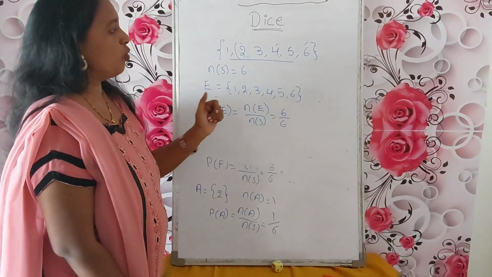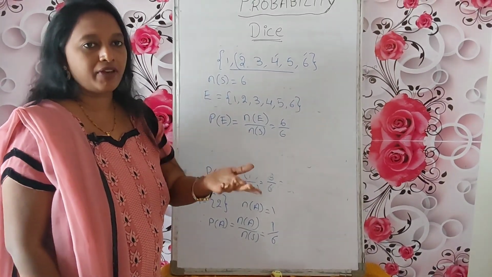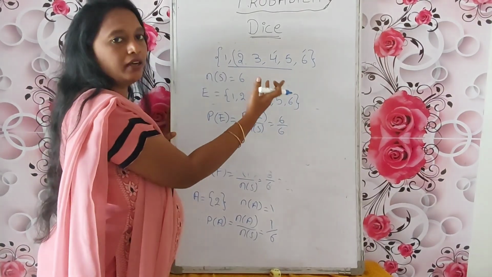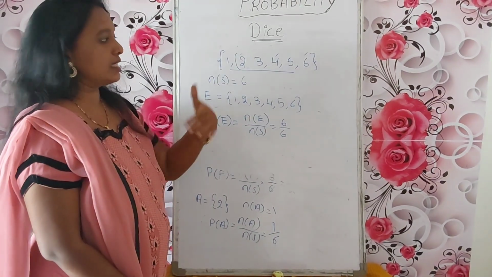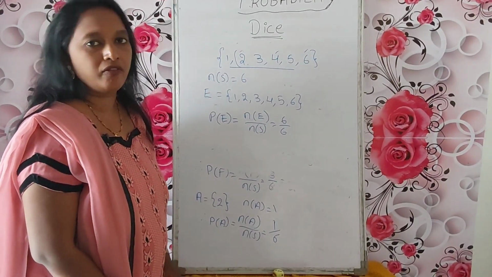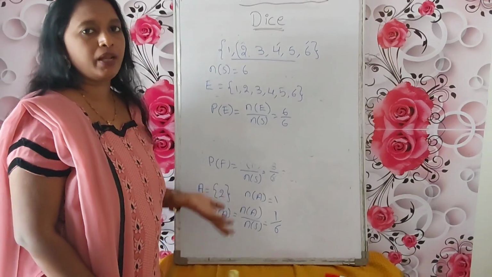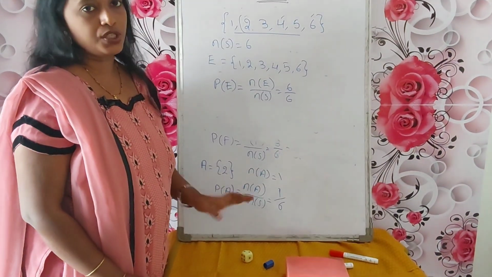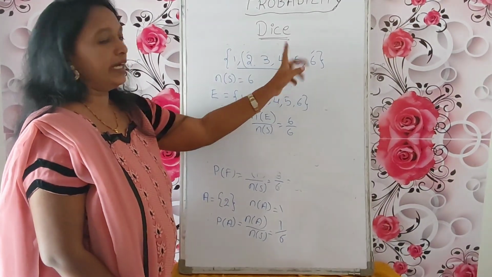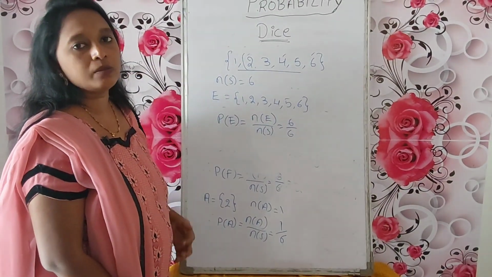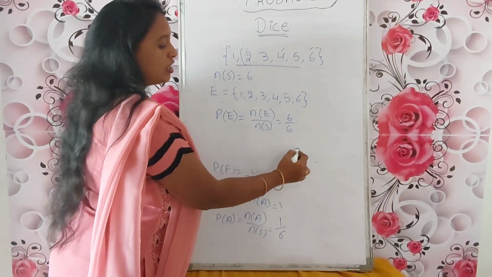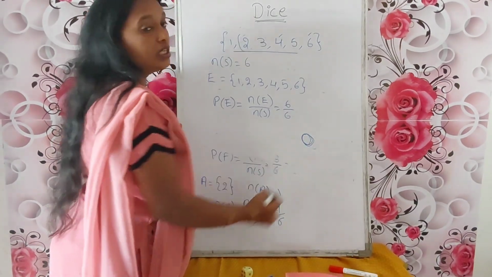Next, if they ask you what is the probability of getting a number 7 or 8, can we get 7 here? No. Can we get 8 here? No. So, any number greater than 6 or less than 1 is an impossible event. Whenever you throw, you have to get some number. It won't be equal to 0 also. So, when they ask you the probability of less than 1 or greater than 6, it is an impossible event in case of a single dice. So, the probability of an impossible event is always equal to 0.